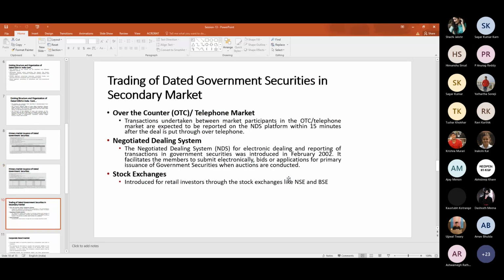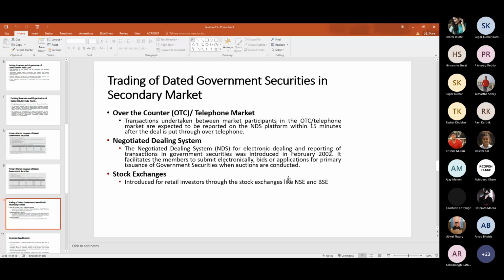So how are these government dated securities traded in the secondary market? Whenever government dated securities are issued by the Reserve Bank of India, they can be traded in the secondary market to extract returns. All of you know that every market has two segments. One is the primary market, where the securities are issued for the first time. Once the securities come to the market, they can be traded further. They can go from one hand to another, and on the basis of the demand and supply of that security, its price changes.